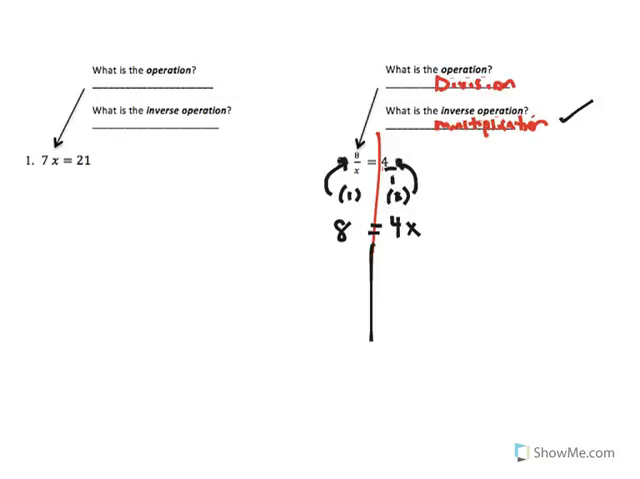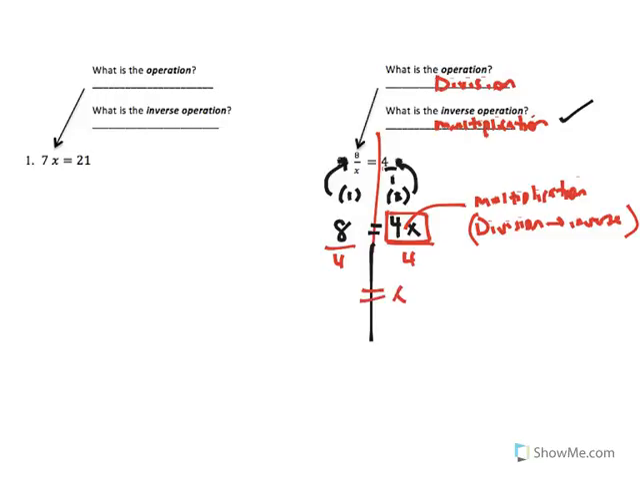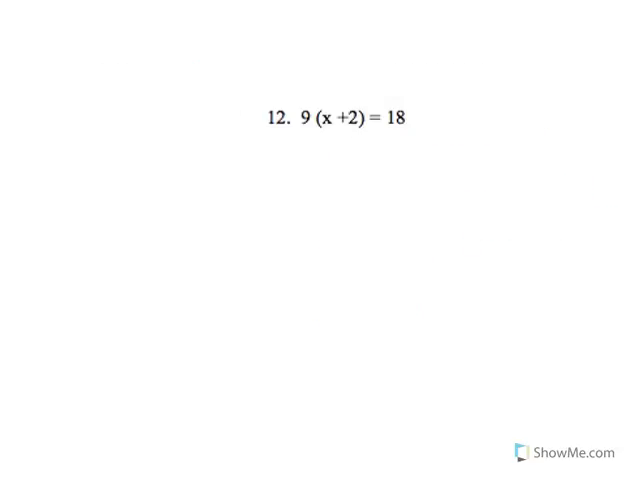Now, what is the operation between 4 and x here? The operation here is multiplication. So now I'm going to use the inverse or division in order to get x by itself. And I get x equals 8 divided by 4 is 2. There's one more thing I want to show you in order to be able to solve the problems that I've given you to complete.